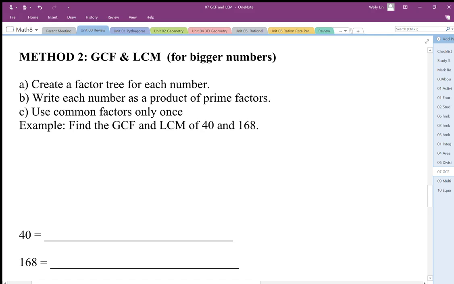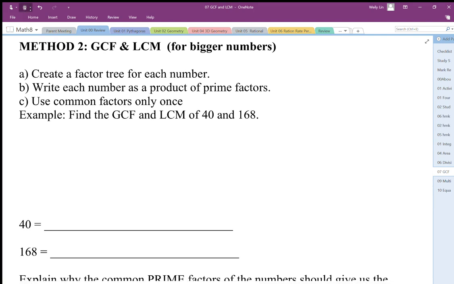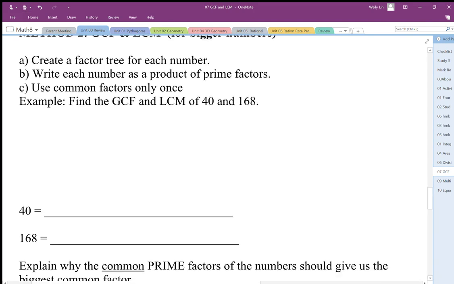We're first going to prime factorize. So we're going to make a factor tree. So I'm going to compare 40 and 168. I want to prime factorize 40. I'm going to end up with 2 times 2 times 2 times 5. So 2 times 2 times 2 times 5. Just going to write that a little bit over here.